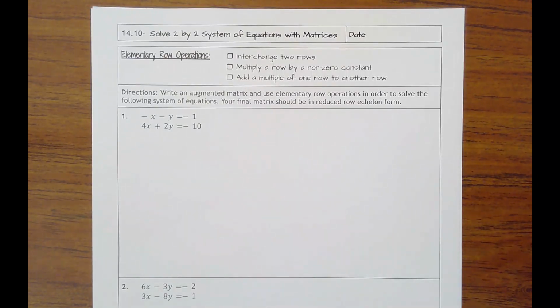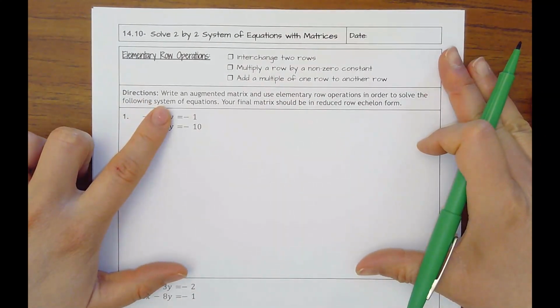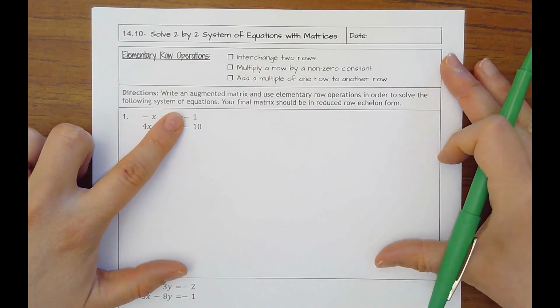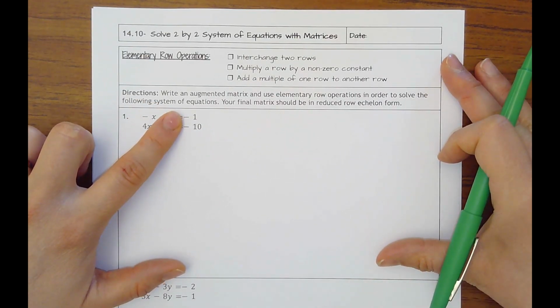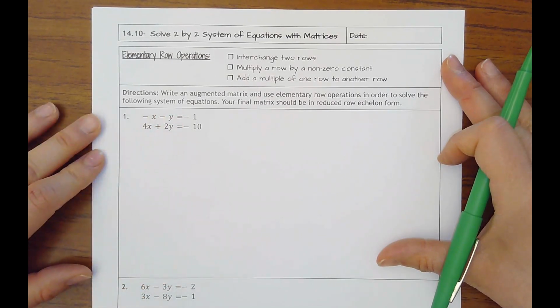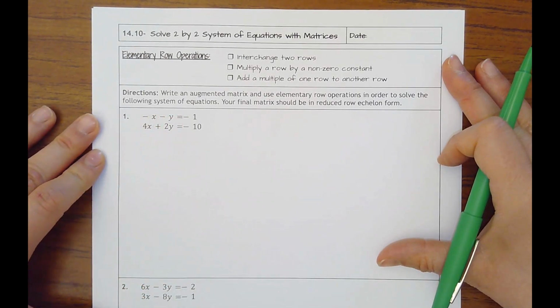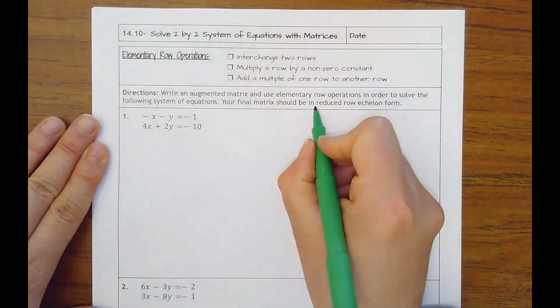Lesson 14.10, solve 2 by 2 system of equations with matrices. So let's read the directions first, and I'll explain it a little more. It says write an augmented matrix, which is what we did in the last lesson, and use elementary row operations in order to solve the following system of equations. Your final matrix should be in reduced row echelon form.